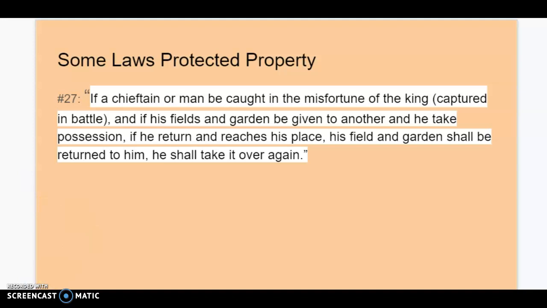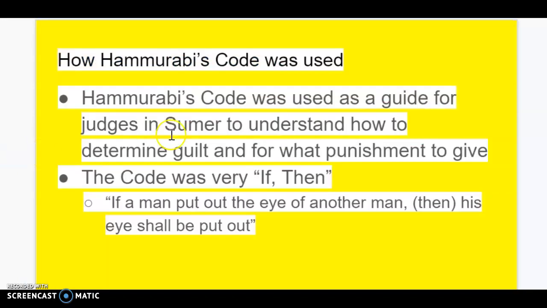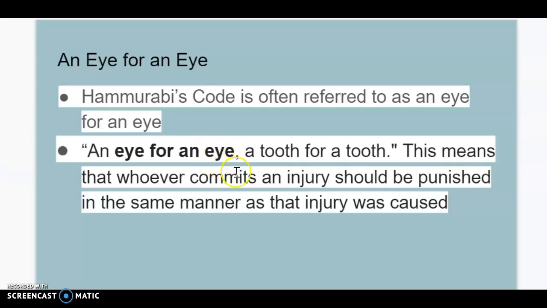So to review Hammurabi's Code, what we've learned today, it was used as a guide for judges in Sumer. It was very if-then. If you did this, this is how you're punished. It's referred to by historians as an eye for an eye, because oftentimes whoever commits the injury will be punished the exact same way.